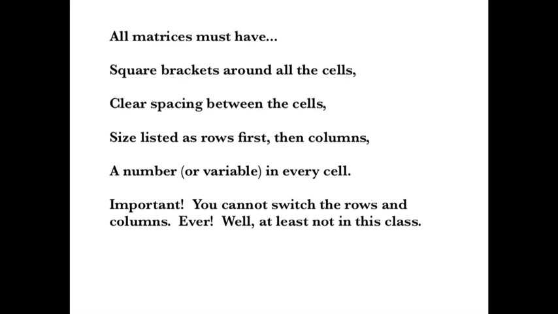So some things to keep in mind. All matrices must have square brackets around all the cells. You have to have those square brackets there. If you leave them off, you just have, well, some numbers. It's not a matrix that you can work with. There has to be clear spacing between the cells. If you can't tell one cell from the other, you're going to think that a 2 and a 3 might be a 23, for example, and that will mess up your calculations. So make sure that your matrices are neat enough that you use clear spacing between the cells so that you can tell one from the other.